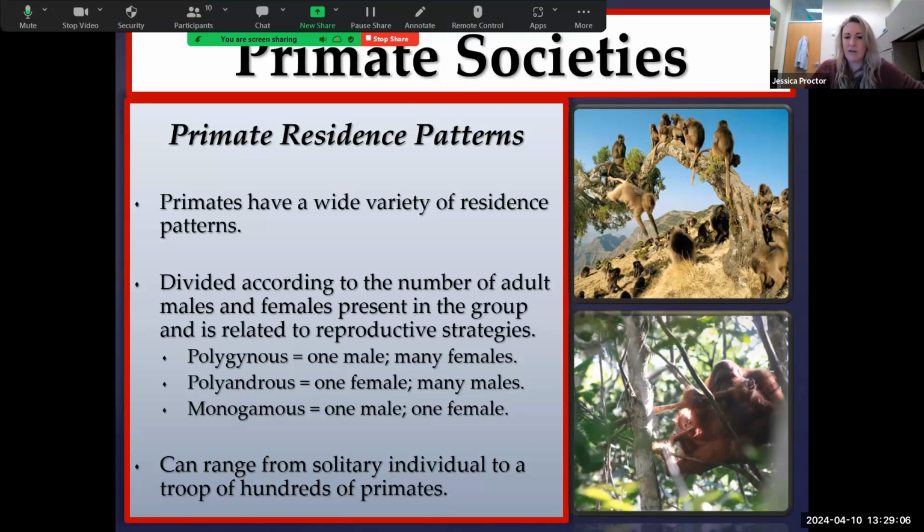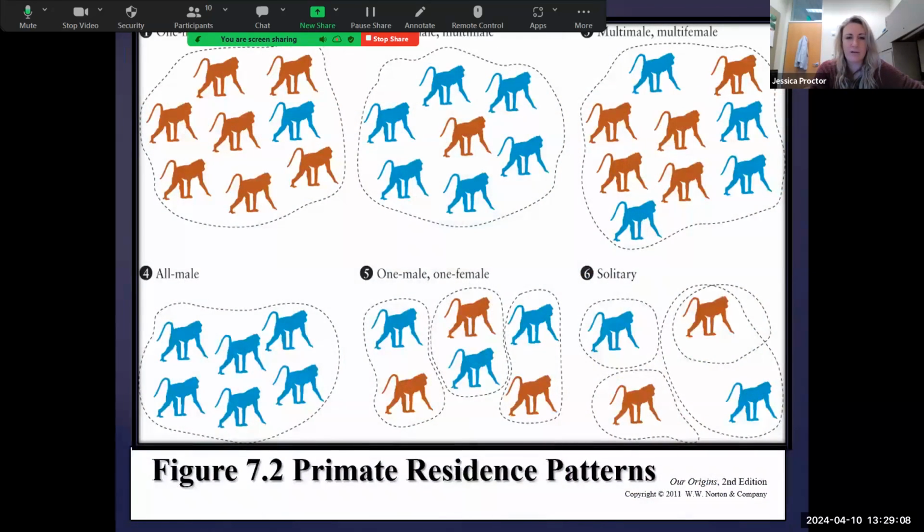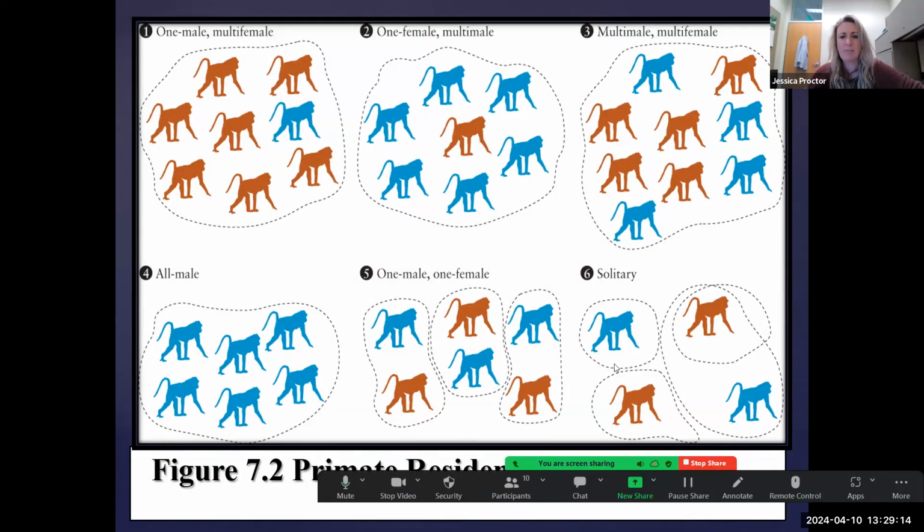Solitude, so primates living in solitude is very rare. So let's just look here at this one. This is a good slide to understand this. Solitary primates are very rare. We only really see this in orangutans. The female will live with her dependent offspring, but the male will generally live on his own unless he is on kind of a honeymoon with one of his females. So the male will mate with all of the females within his range.